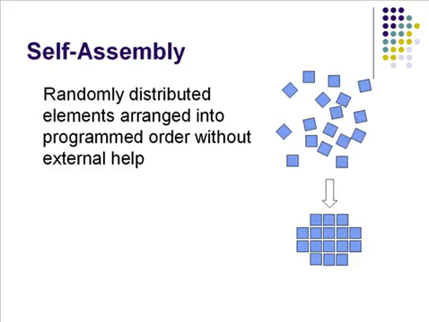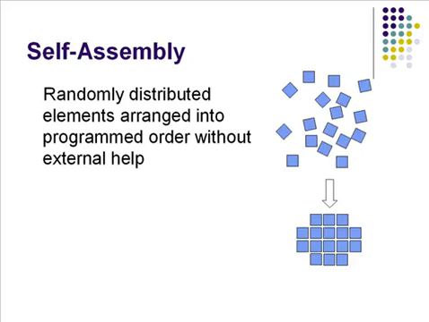Okay, so this is the concept of self-assembly. Here we assume randomly distributed elements, and they should arrange into a programmed order without external help. So, for instance, proteins can make some molecular machinery, or we can interpret it like this: this is a flock of birds, and they have some particular behavior.